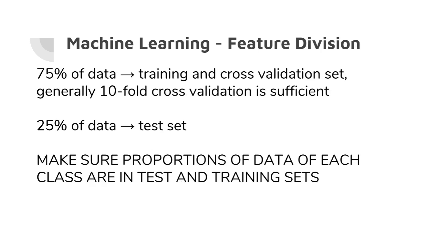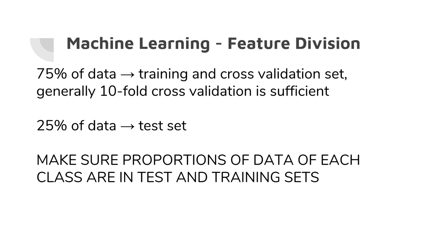So as far as data splitting is concerned, you want to use 75% of the data for your training and your cross-validation. Usually 10 folds cross-validation is sufficient. And then 25% of that data you should save for the test set. Make sure you have equal proportions of the different classes that you're classifying in your training and your test set.